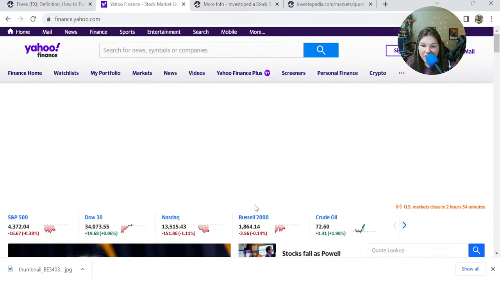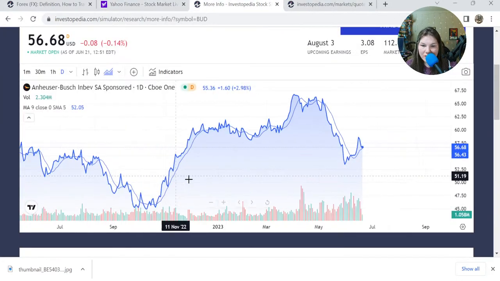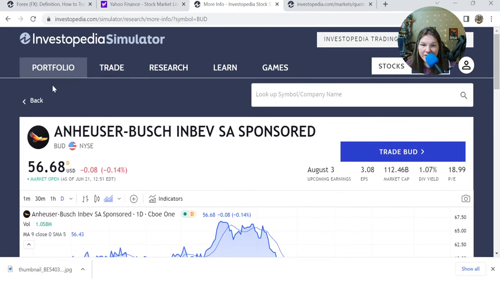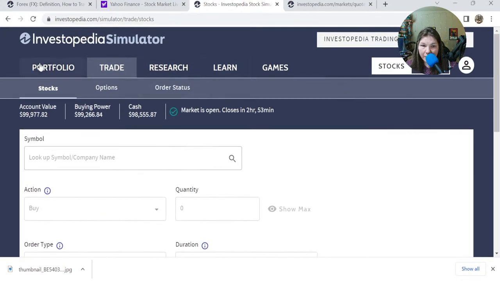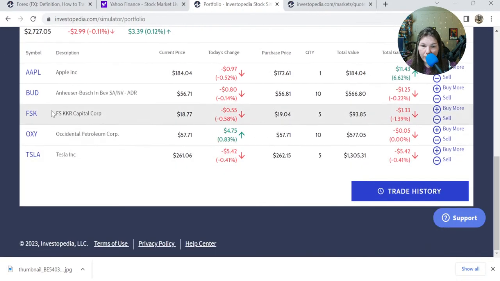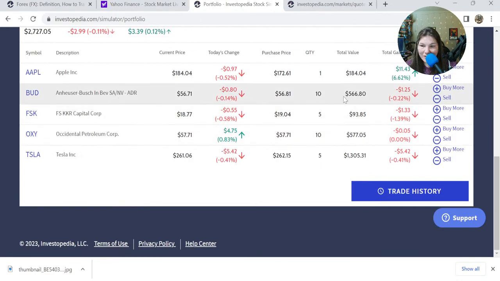We have purchased this stock 1 month ago, and since we've purchased our stock, it has only gone down 0.22%, guys. That's it, right there. Budweiser, we bought 10 of them. We've only lost $1.25 in a month. We purchased this on 5/25. It is now 6/21. They started having their issues on April 1st.